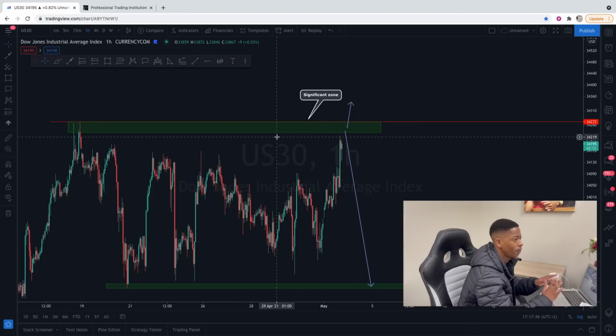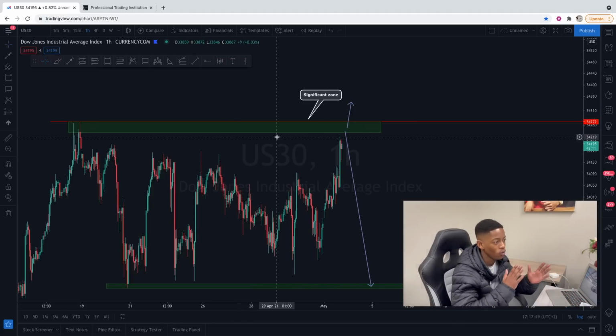So for now, that's the long-term view, for the week, that's what we'll be looking at. I won't be diving into the 15 and 5 minute because there are no entries for now.